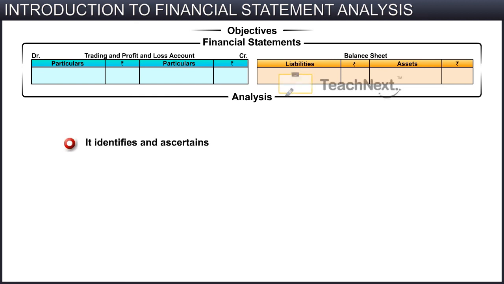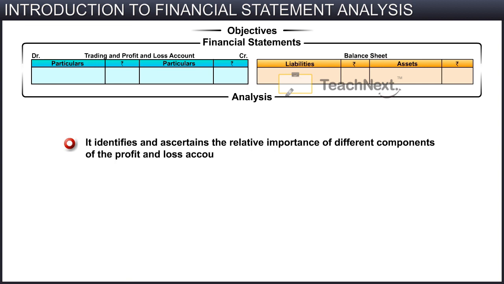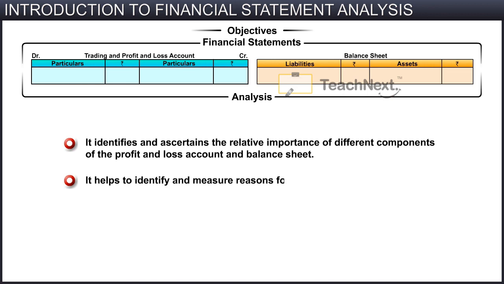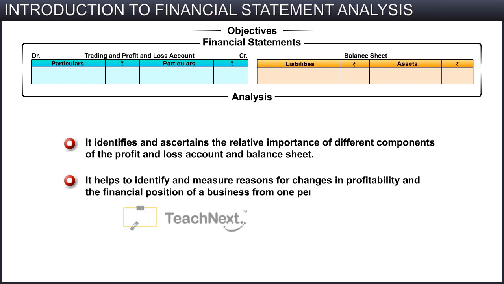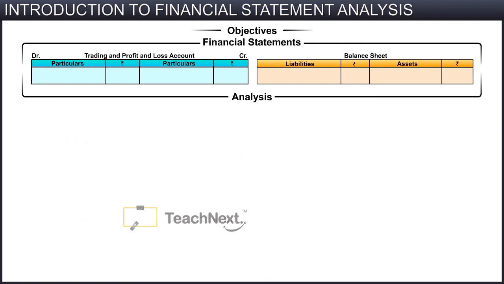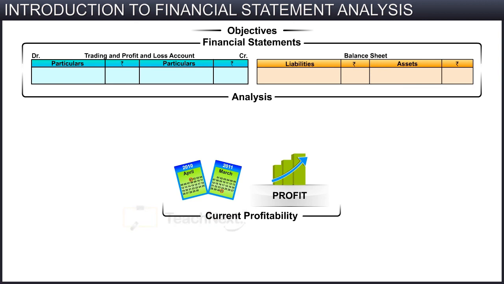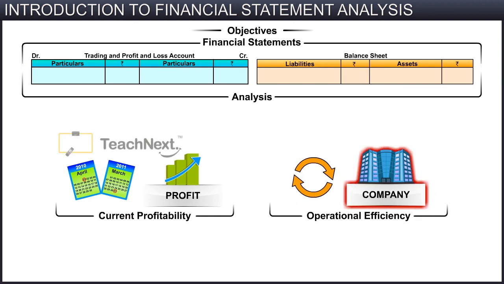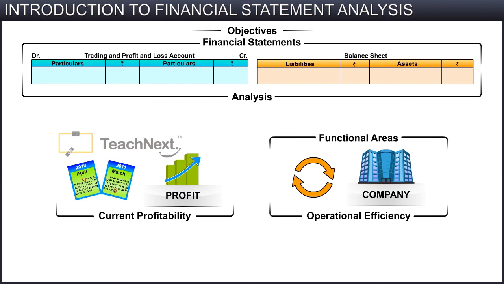It identifies and ascertains the relative importance of different components of the profit and loss account and balance sheet. It helps to identify and measure reasons for changes in profitability and the financial position of a business from one period to another. It helps judge the ability of a firm to fulfill both its short and long-term obligations on time. In short, we can say that the financial analysis assesses the current profitability and operational efficiency of a company as a whole, and its functional areas.